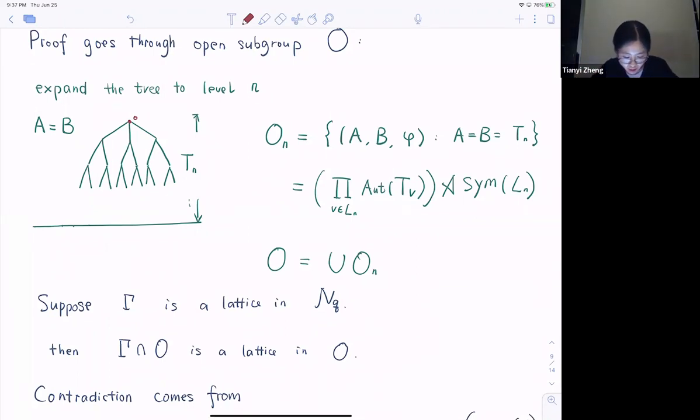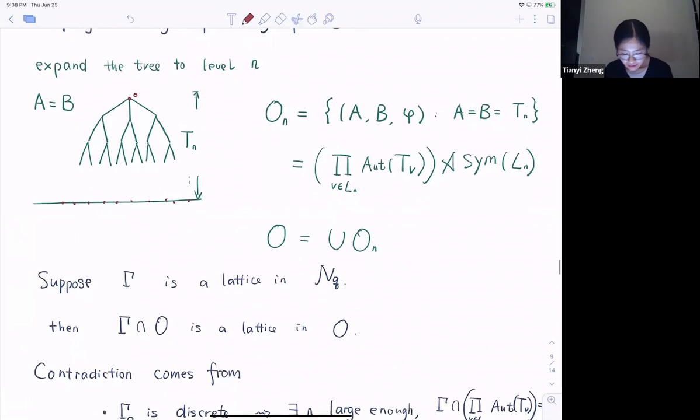And then O_N is defined to be, you can think of it as, the group elements that can be represented by the triple (A, B, φ), where A and B are this same finite subtree, and then you can take forest isomorphisms on this picture. If you think about this for a moment, it's really a semi-direct product. You can take any permutation of the leaves on level N, and then beneath level N you do rooted tree automorphisms. So this is really just a semi-direct product, and O_N is this subgroup.